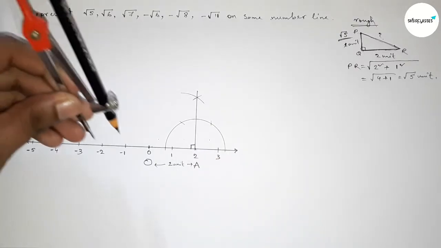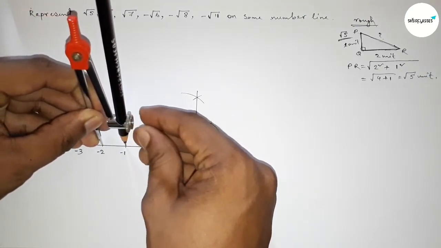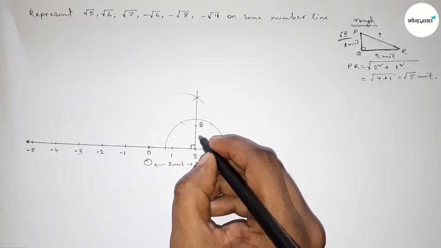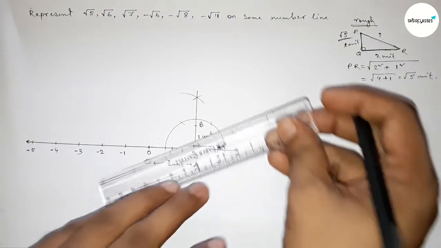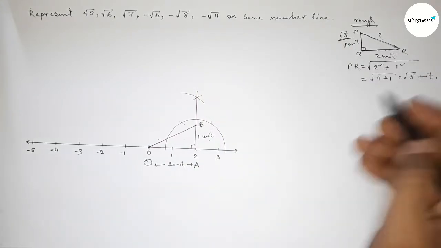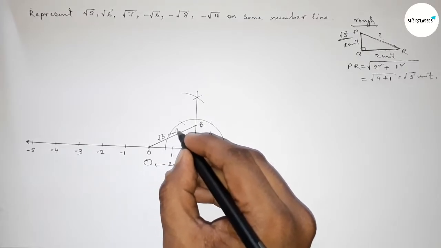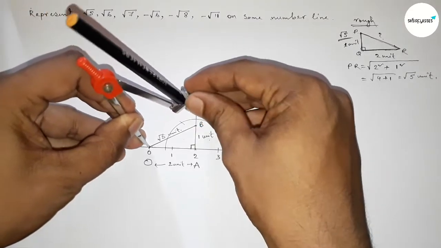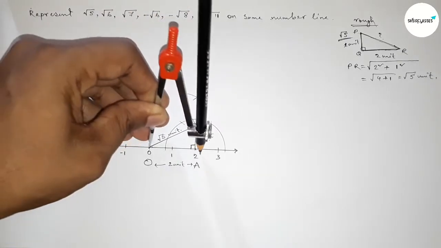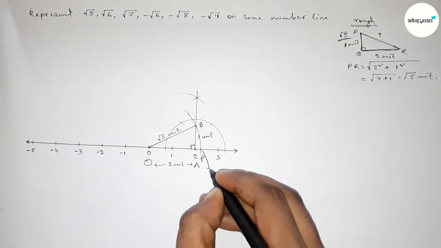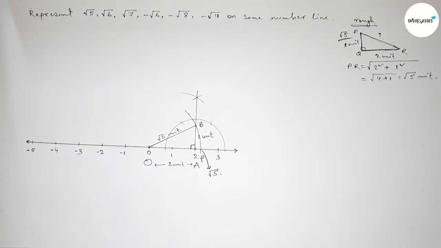Now taking 1 unit length between any two numbers by using the compass this way, and putting the compass on the point A and cut here. So taking here point B and this is 1 unit length. Now joining O and B, which is the hypotenuse of this right angle triangle. So this is obviously root 5 unit length. Now taking the length OB equal to root 5 unit length by using the compass, and we have to draw an arc through the point B which meets the number line at a point P. So this is root 5 on the number line.